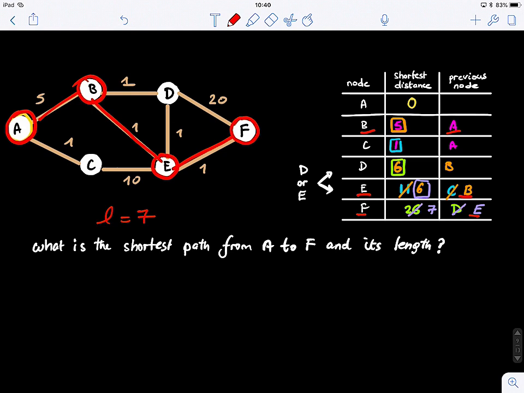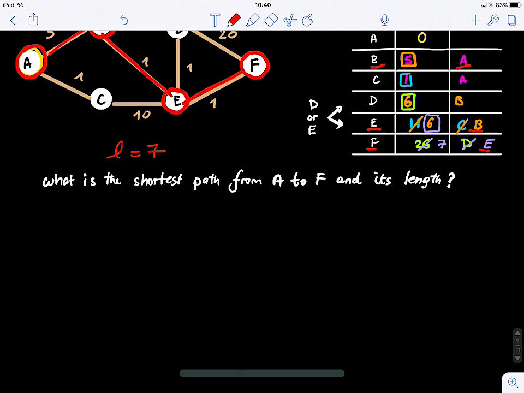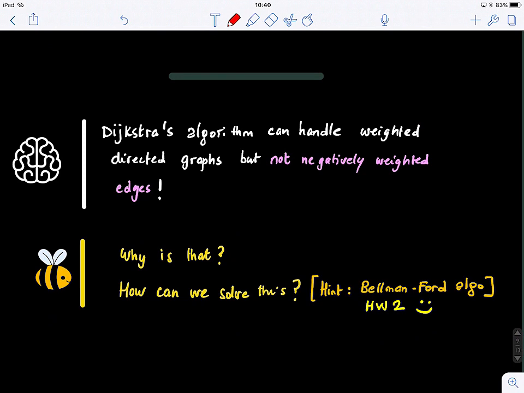Okay, cool. Great, so I guess, guys, with these two demos, you can also rewatch the videos. You will be able to run it automatically. It's not that difficult. So now, here's the thing. Dijkstra's algorithm is really good. It can handle weighted directed graphs, but not negatively weighted edges. So if you have negative edges, it is a problem. Why is that? So I would like you to think about it, okay? Try to run it on a small example. And how can we solve this?